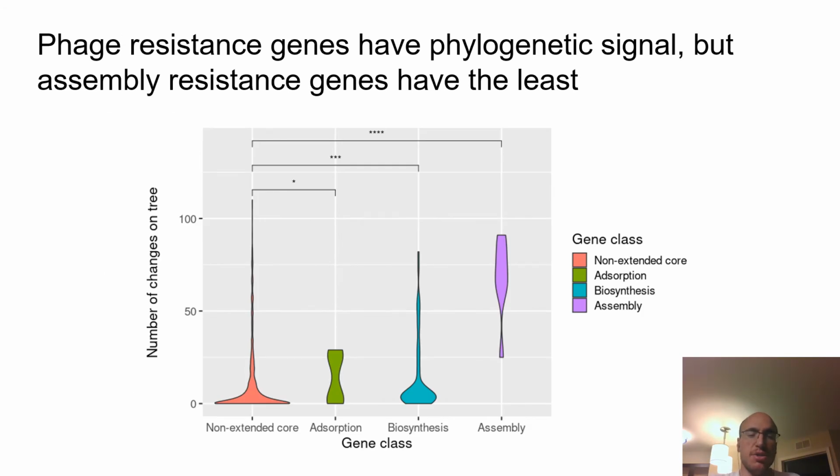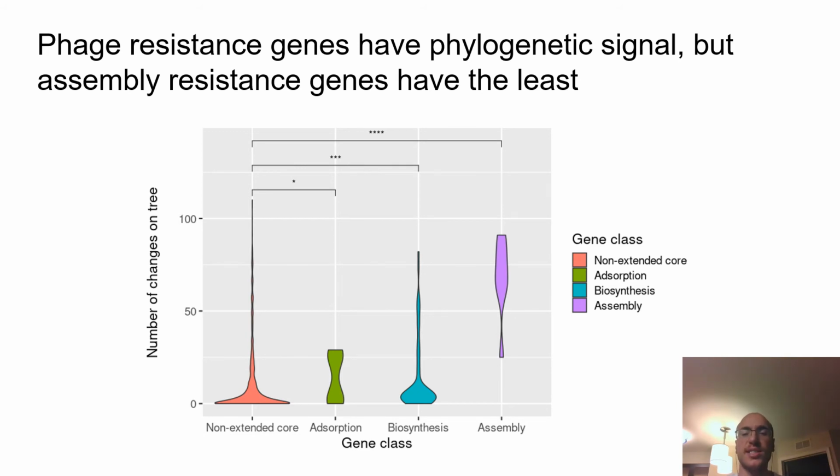I also looked at phylogenetic signal, and that is the idea that more closely related strains have similar phenotypes or are more likely to have the same genes. I measured this as the number of changes on the phylogenetic tree to get a gene presence absence pattern to match that expected by the phylogeny. More changes means less phylogenetic signal, fewer changes means more phylogenetic signal.